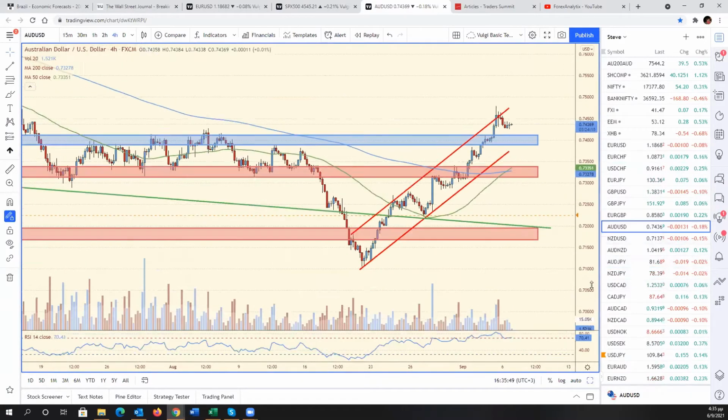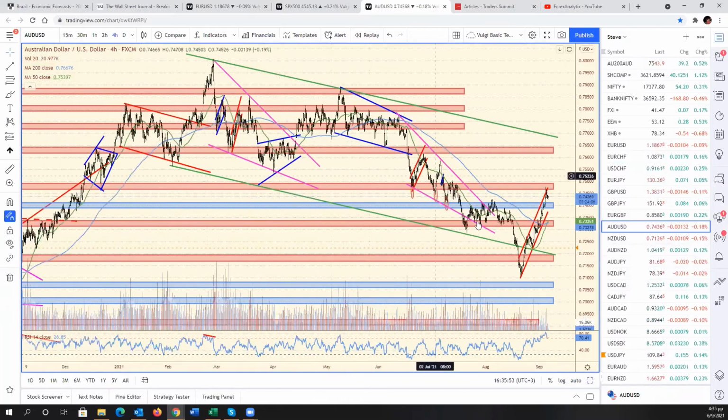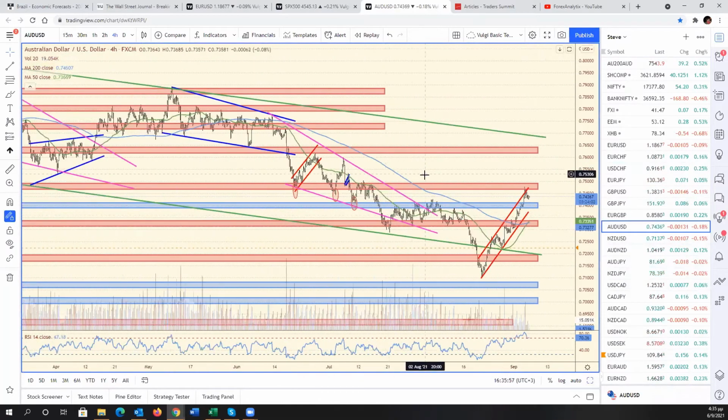So here's the Aussie. Looking at the bigger channel, which I've drawn here as well, false breakdown, nice impulsive move higher. Previous high, some congestion area here as well at 74.75 is the closest area of resistance, with support being here. 74 cents.